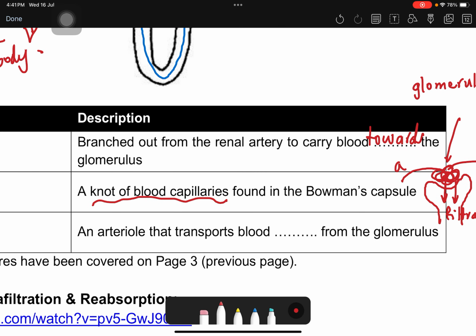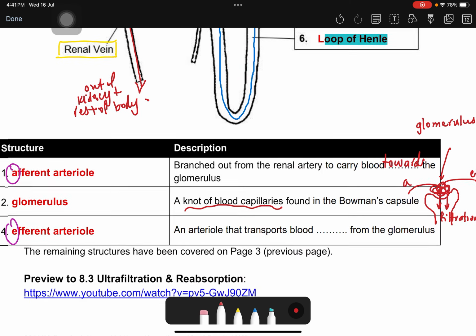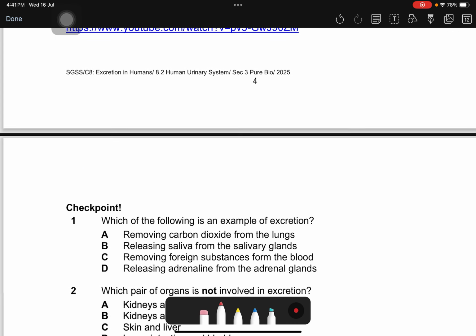And then the efferent arteriole will transport blood away from the glomerulus to the rest of the blood system. So that's all I have for structure. I know it's a lot to absorb. Take some time to pause the video, look through the diagram, ask questions in class, and I'll leave you with the checkpoint question for you to do, which I will go through when I see you the next time, in the next lesson that we have.